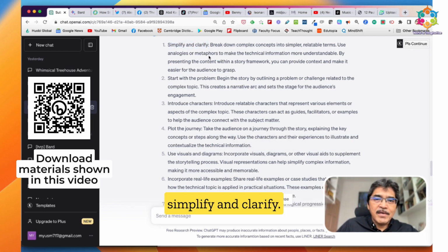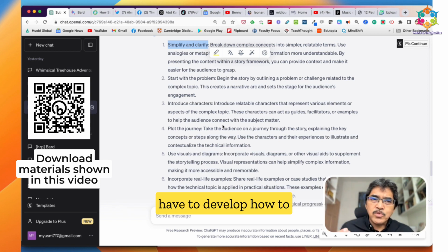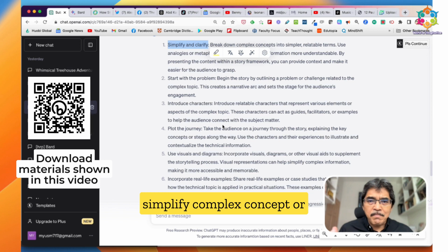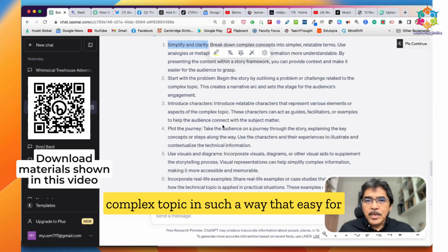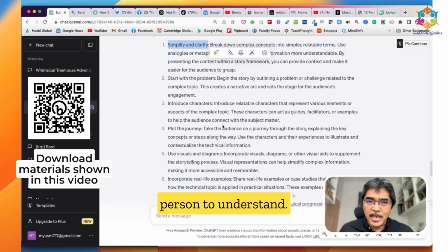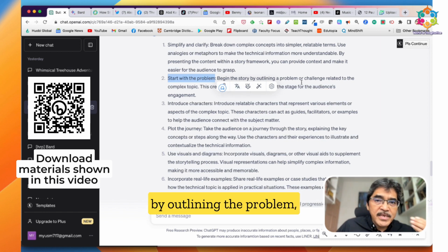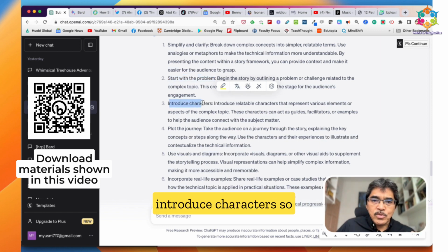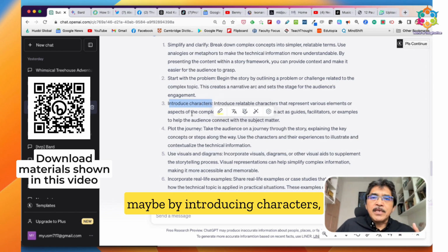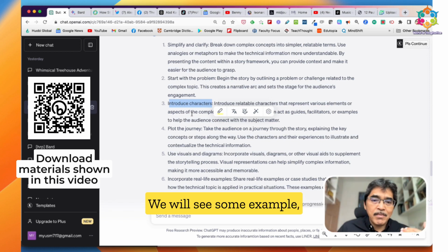Simplify and clarify. This is actually, I think, a skill that we have to develop: how to simplify a complex concept or topic in such a way that it is easy for a layman, a non-technical person, to understand. So it's something that we can probably explore further. Start with the problem. Begin the story by outlining the problem. Introduce characters. Maybe by introducing characters, it can make the story more relatable to the listeners. We will see some examples.